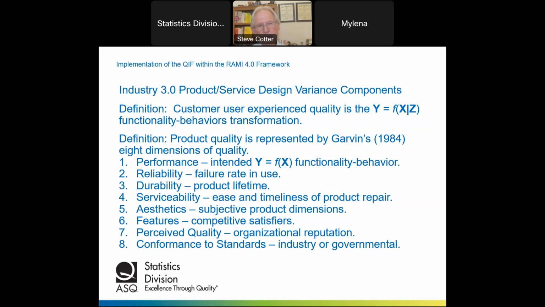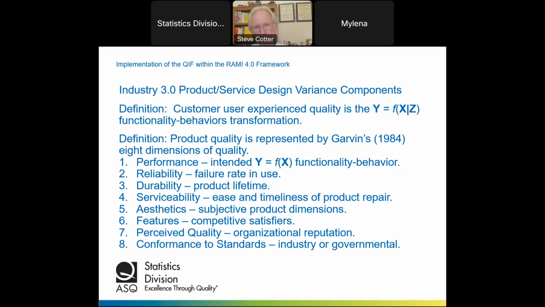Features, these are competitive satisfiers. A few years ago, before it was mandated by law, backup cameras were a competitive satisfier. Now they're a part of every vehicle. I think probably the big competitive satisfier now is the lidar image of the entire vehicle with the surrounding environment.